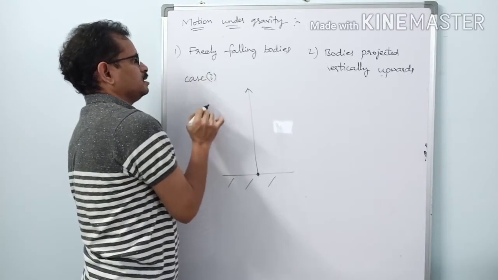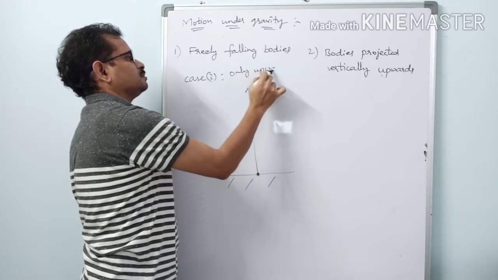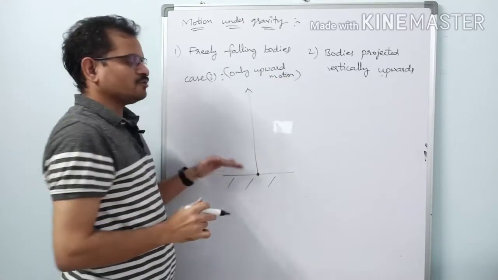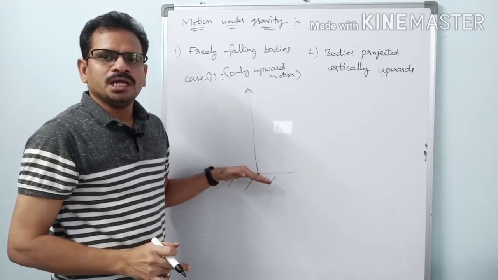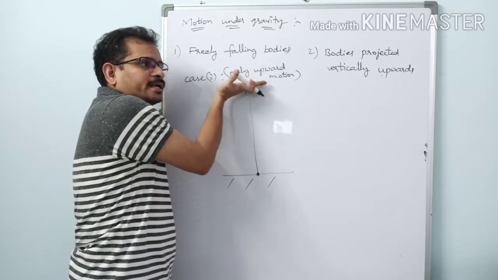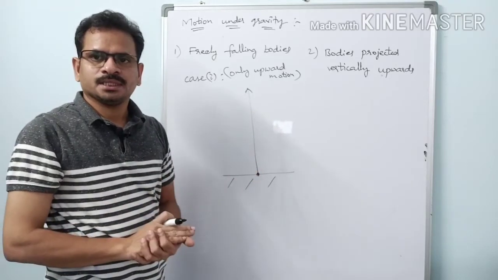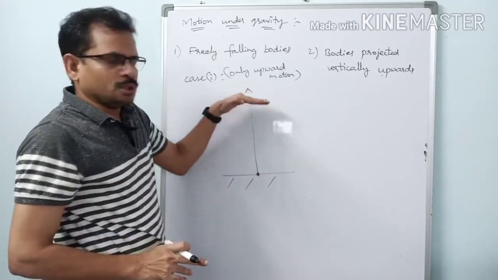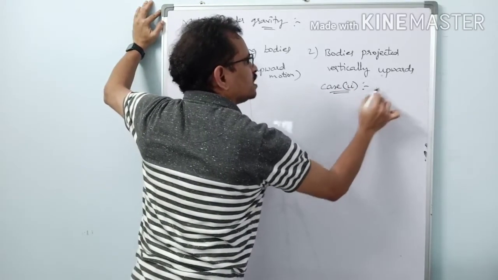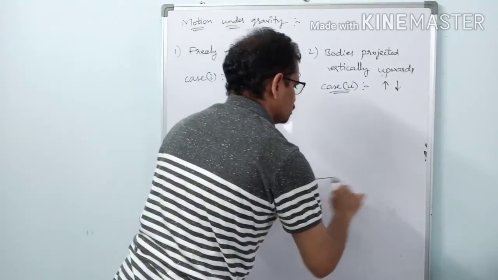This is case 1: only upward motion. In case 1 we are going to consider only the upward motion. After reaching the maximum height, the body again moves in the downward direction, but we are not bothering about that. So we are considering only upward motion. And in case 2, we consider both upward as well as downward motions. Let me draw that also here.